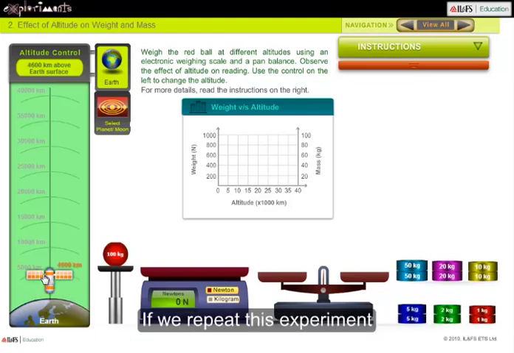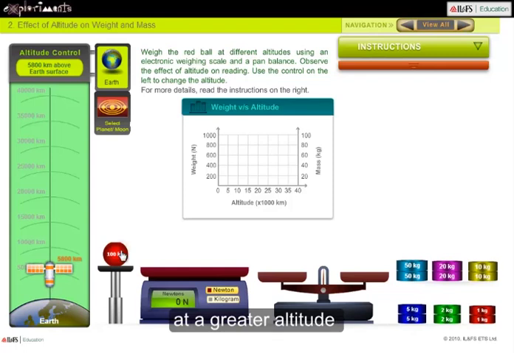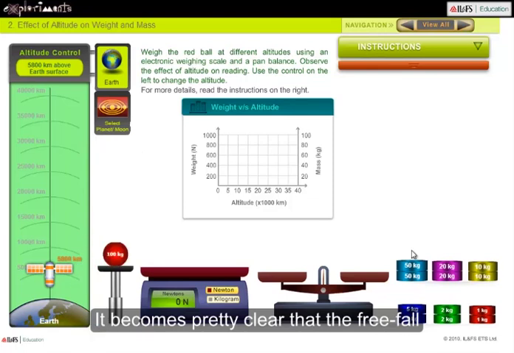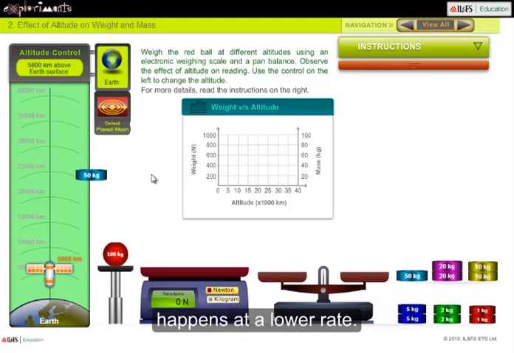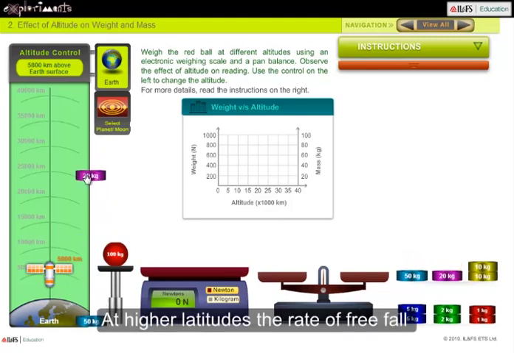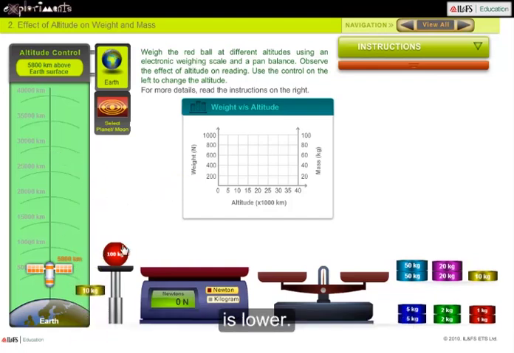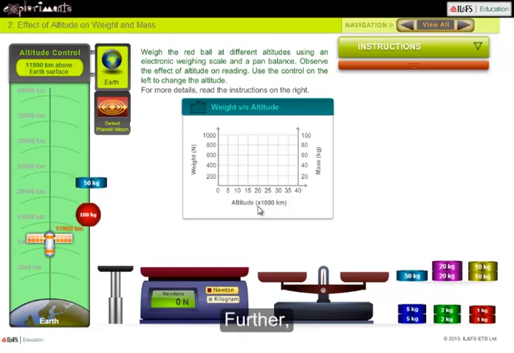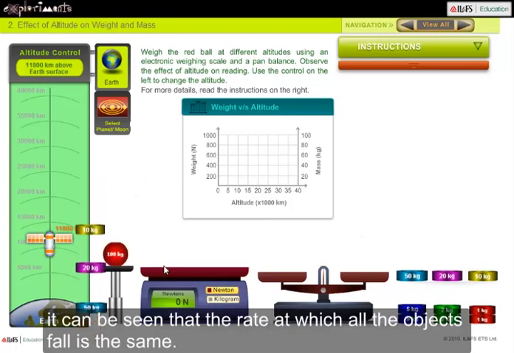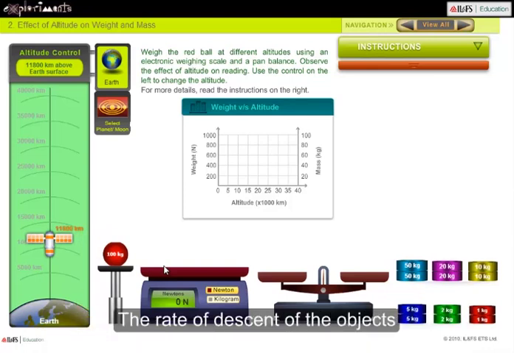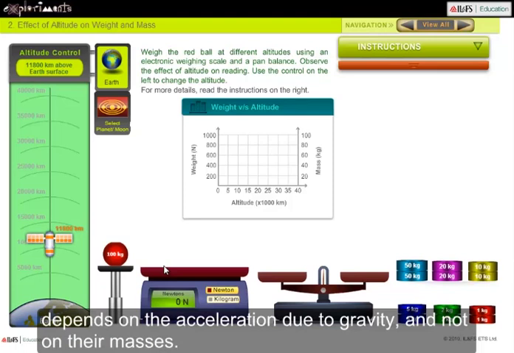If we repeat this experiment at a greater altitude, it becomes pretty clear that the free fall happens at a lower rate. At higher altitudes, the rate of free fall is also lower. Further, it can be seen that the rate at which all the objects fall is the same. The rate of descent of the objects depends on the acceleration due to gravity and not on their masses.